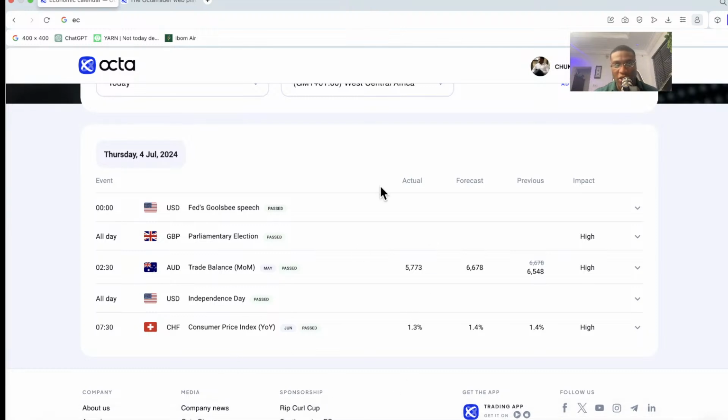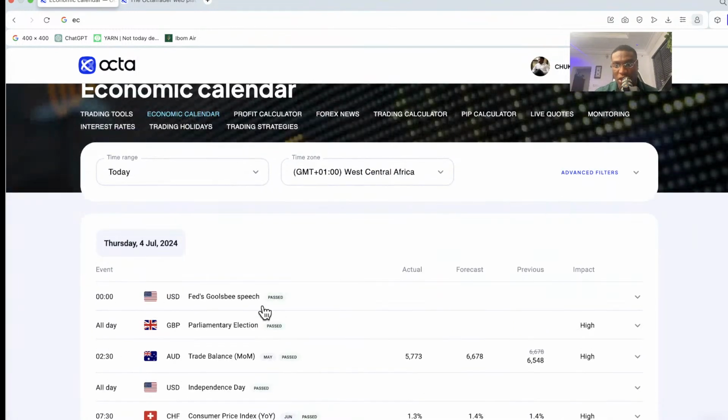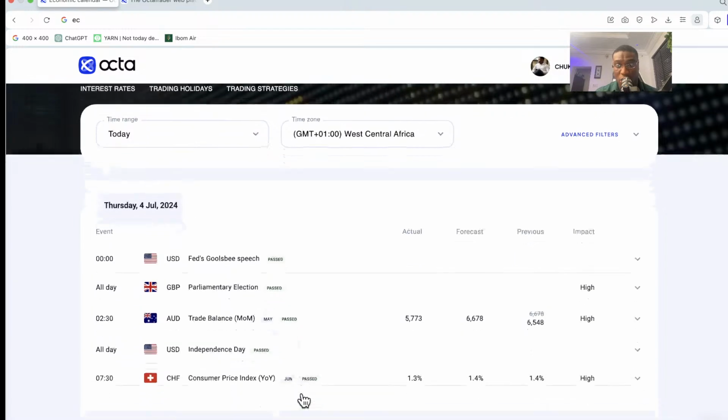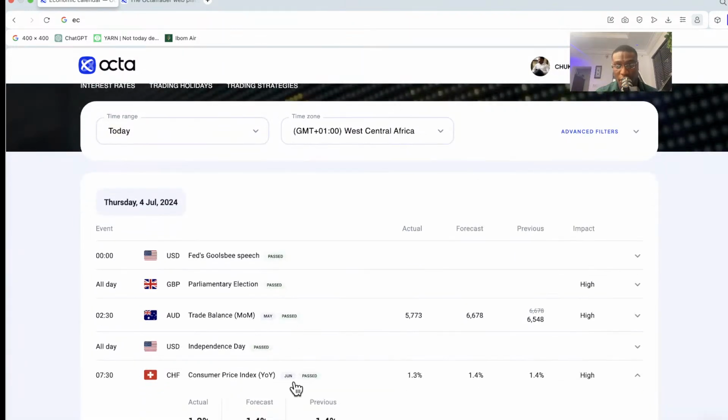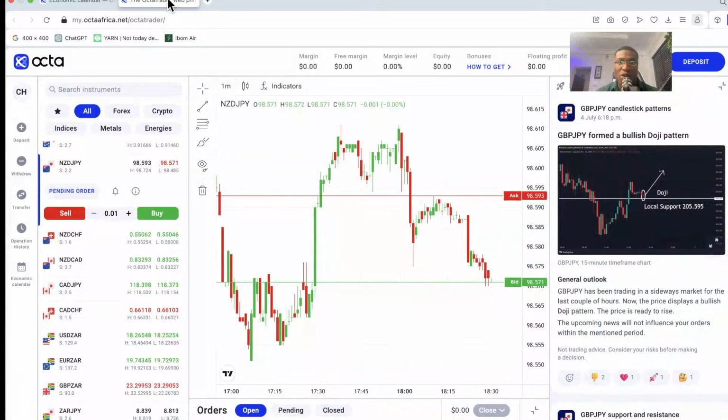I just want to be sure that you guys understand exactly how to use the economic calendar and the importance of this speech, the importance of trade balance and other high impact events like the consumer price index. Again, if you want to understand what it means, you can click and read up and understand what each report would mean. With that being said, we're going to go over to the Octa Trader web platform.